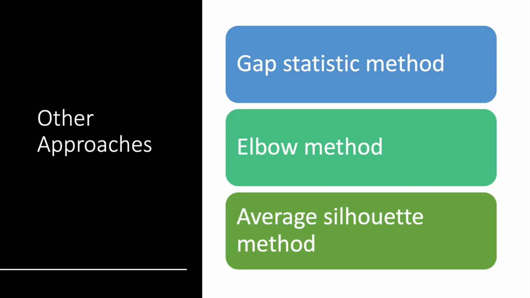There are some other approaches that I'm not going to go through. One is called the gap statistics method, then the elbow method, and the average silhouette method. The elbow method and average silhouette methods are less automatic, and some analysts use them.